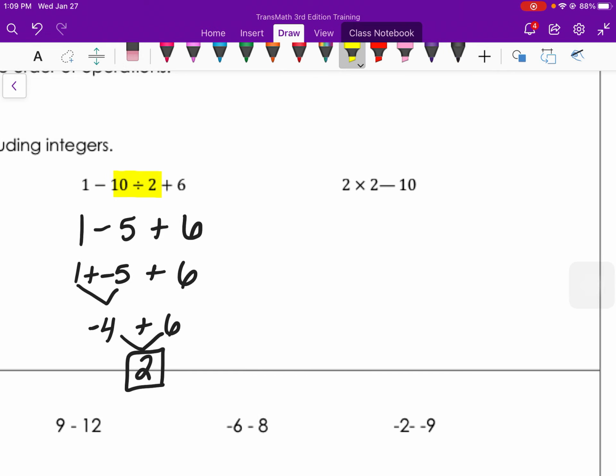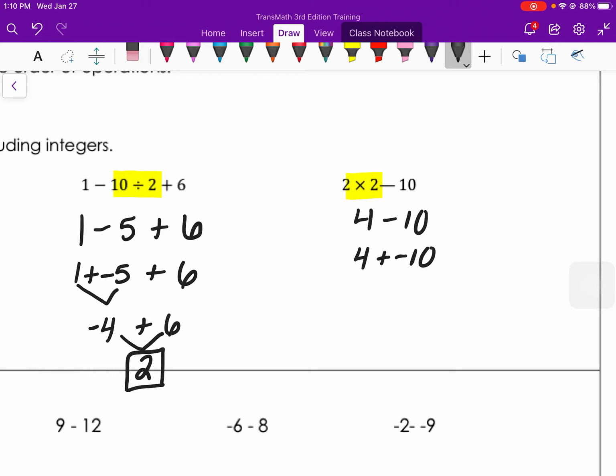And this one, we're going to multiply before we subtract. 2 times 2 is 4. Then we have 4 minus 10. Change a subtraction into 4 plus negative 10. So adding the opposite. And then we have 4 positives and 10 negatives.